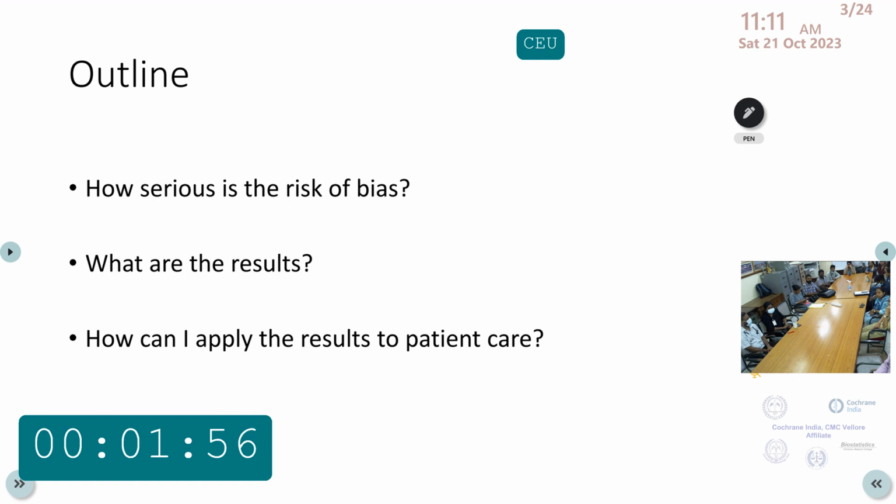So this is the rough outline of how we go about the critical appraisal of a diagnostic test. The first one is, as usual, how serious is the risk of bias. So we look at how the study was conducted. Then we look at the results, and then finally we look at how we can apply these results to our patient.